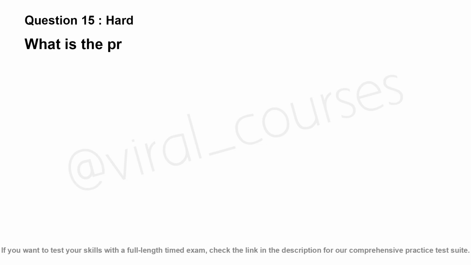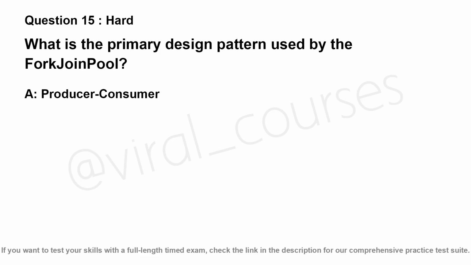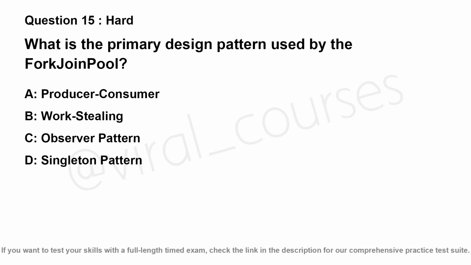What is the primary design pattern used by the ForkJoinPool? Option A. Producer-consumer. Option B. Work stealing. Option C. Observer pattern. Option D. Singleton pattern.